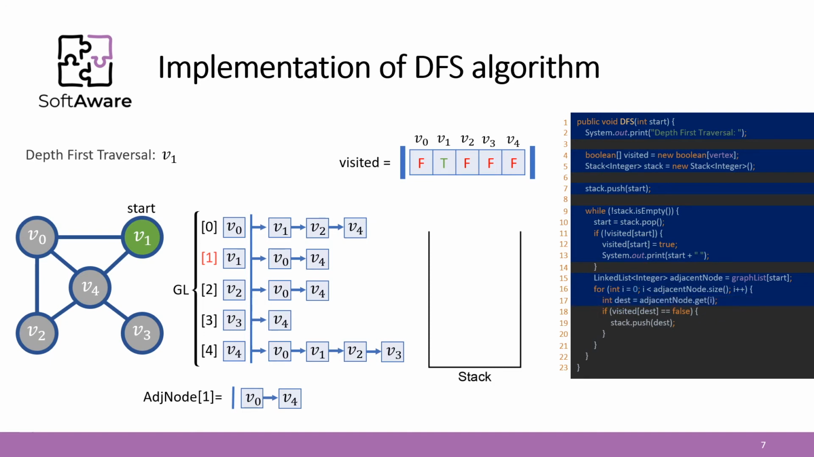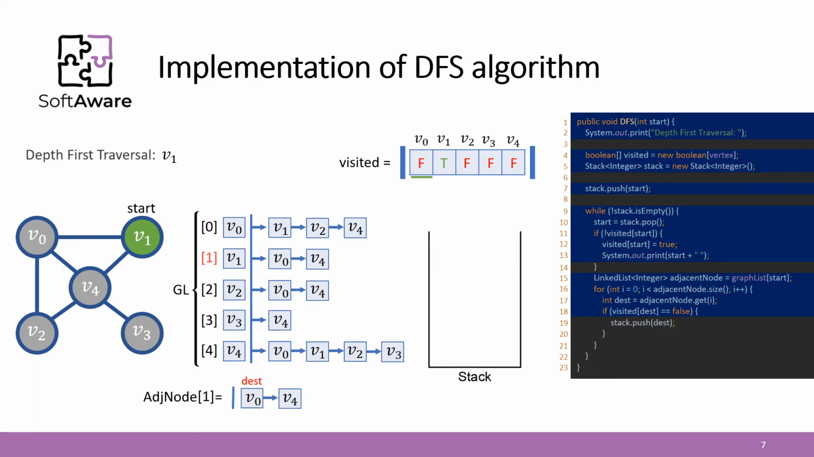At the next line, we are declaring a local variable of dest, stands for destination, and making it equal to the I index of our created adjacent node linked list. This way, we will be able to reach adjacent nodes of vertex 1. At the next line, we check if dest index in the visited Boolean array is visited. If it is not, then we push that vertex into the stack.